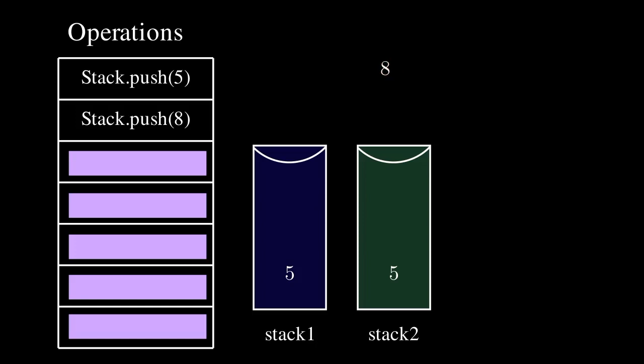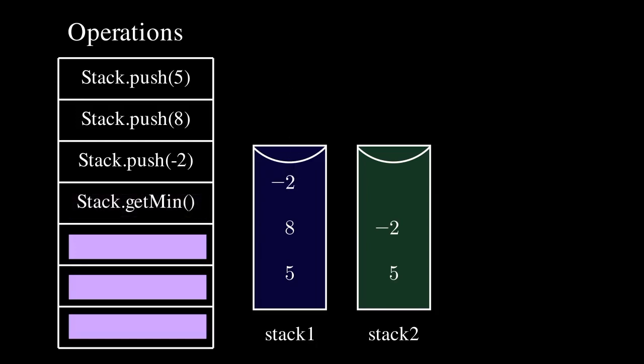In this case, since 8 is greater than 5, we only push it onto the first stack. Since -2 is less than 5, it can go onto the second stack. As usual, we always push values onto the first stack. Now, we check for the minimum value, and all we gotta do is return the top of the second stack.